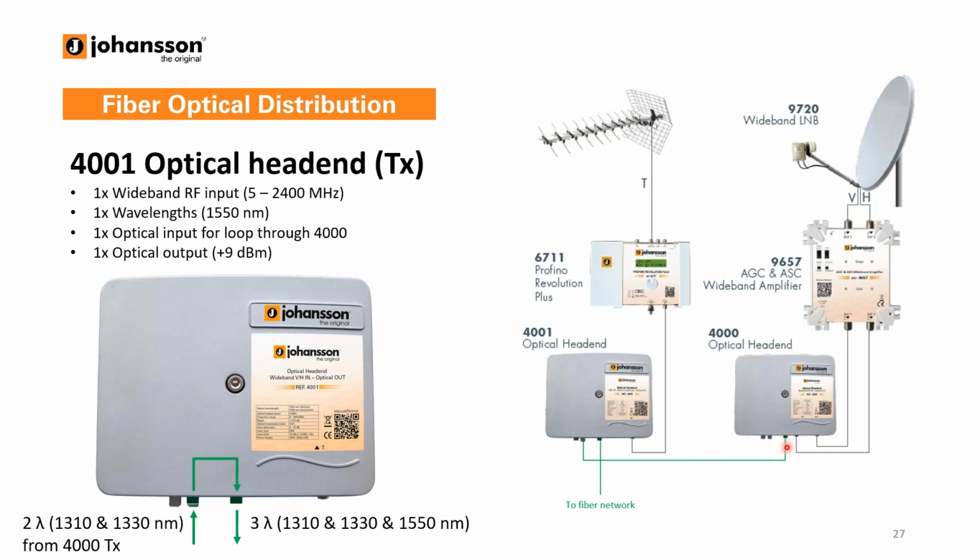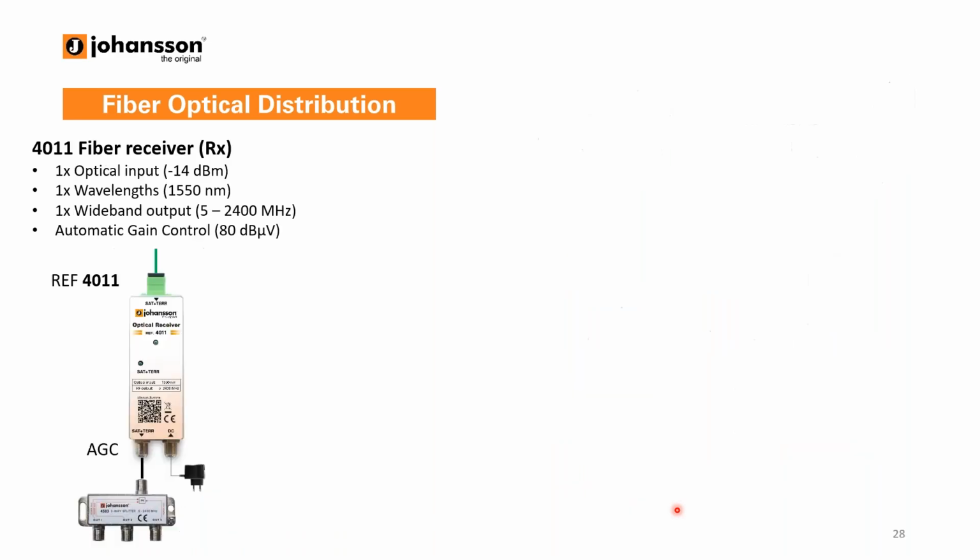So the optical signal coming from the 4000 unit, you can enter into the 4001 optical headend, and in this headend, basically the terrestrial channels will be added together with the satellite channels, and this will be then multiplexed on a single cable. So then the output of the 4001 unit is going to your fiber network. So these are the two transmitters we have in our product range.